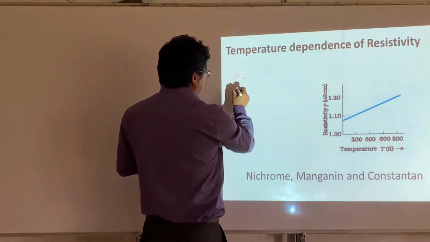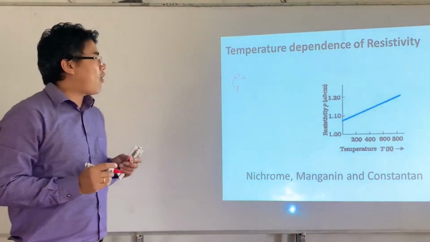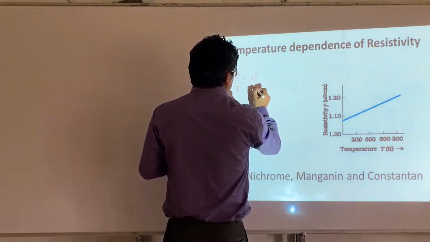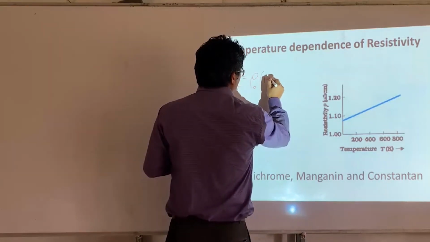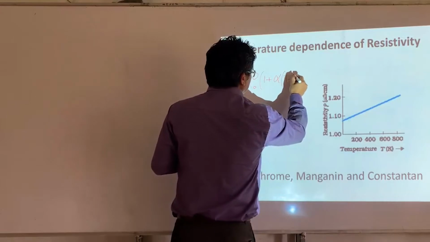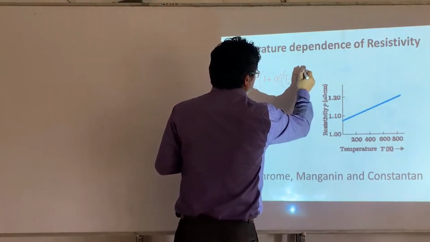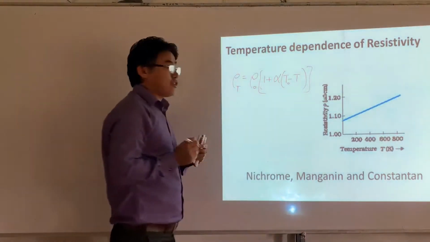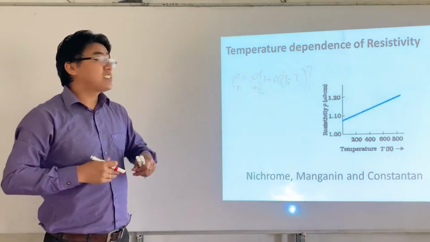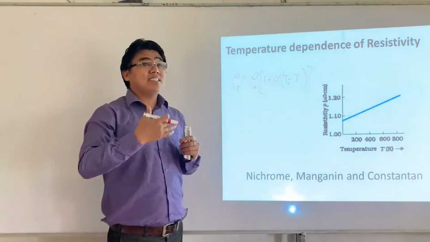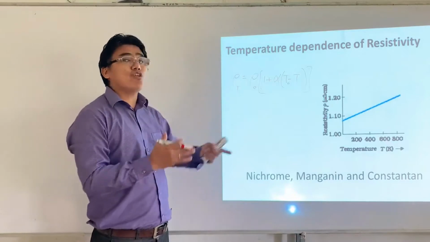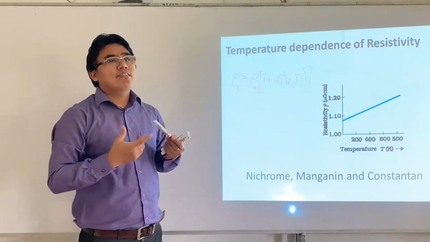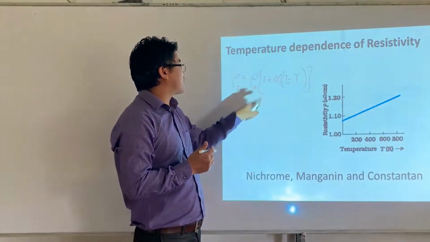The resistivity of a metal at temperature T is given by rho T equals rho naught times 1 plus alpha into T minus T naught. So this is the equation which defines how resistivity depends on temperature. And this is not true for all. This is for certain materials, and that too for a very short range of temperatures.